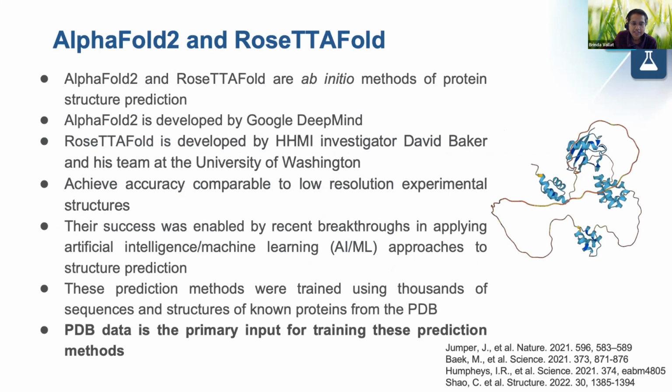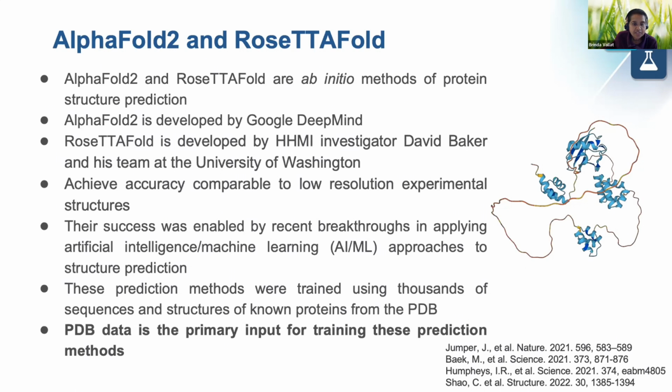And the two recent methods, AlphaFold2 and RoseTTAFold2, are ab initio prediction methods. AlphaFold2 is developed by Google DeepMind, and RoseTTAFold by Howard Hughes Medical Institute investigator David Baker and his team at the University of Washington. These methods achieve accuracy comparable to low-resolution experimental structures, and their success was enabled by recent breakthroughs in applying artificial intelligence and machine learning approaches to structure prediction.